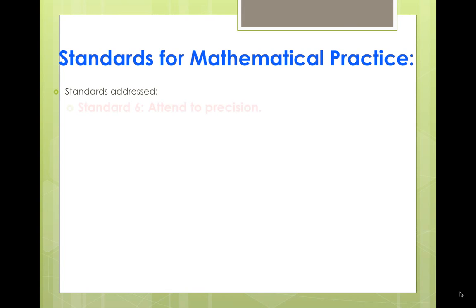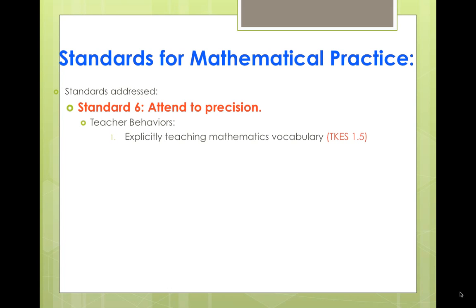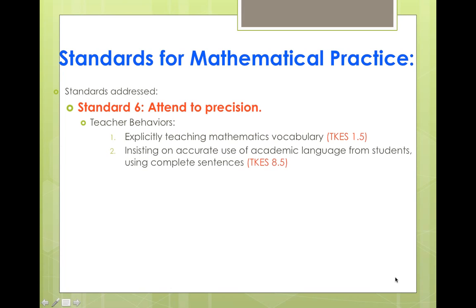And the last standard for mathematical practice that we should also demonstrate in our classes every single day is attend to precision. Teacher behaviors related to that include explicitly teaching mathematics vocabulary. As I stated before, when we were going through the standard and the lesson essential question, I highlighted some vocabulary that I could explicitly teach to my students before we even get started with the lesson to help them out.